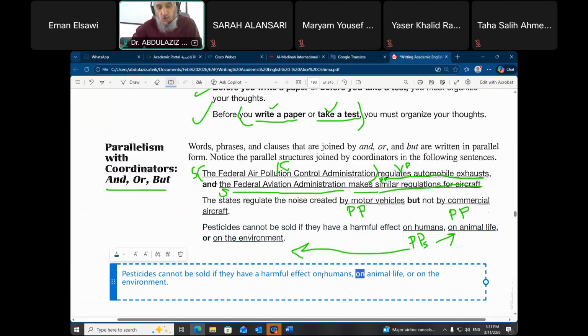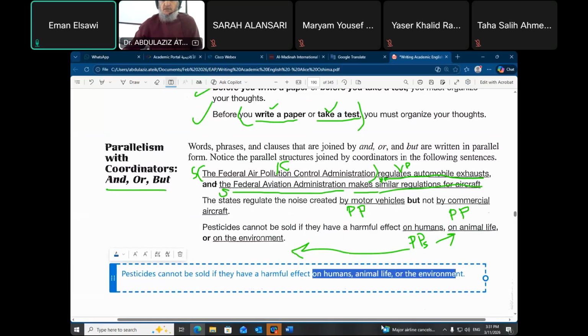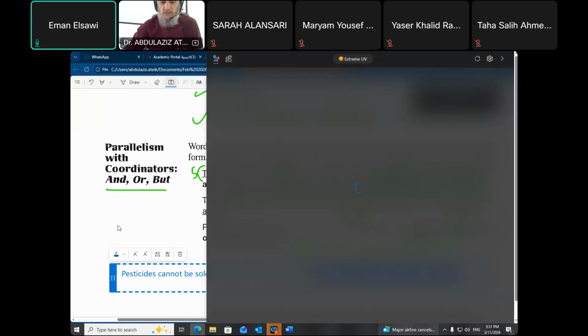You mean you kept on, right? Yes, but we will remove on from the environment. We just remove on. Okay, on humans, animal life, or the environment. So this becomes all together one PP. But if you remove on, it becomes NP.